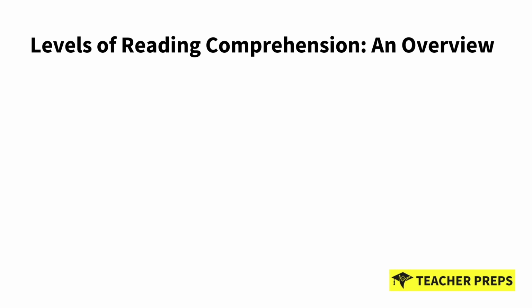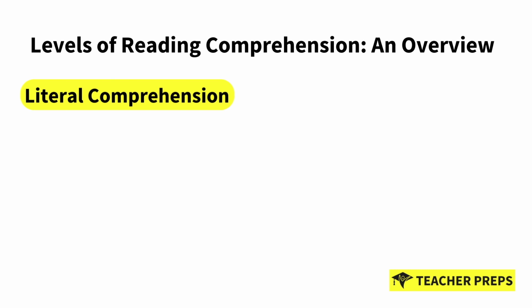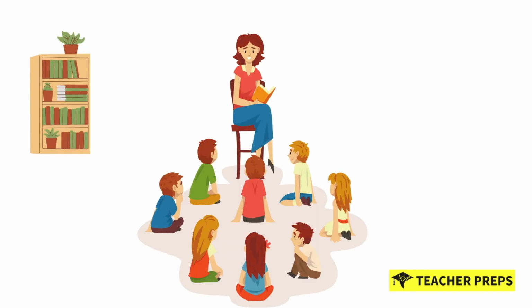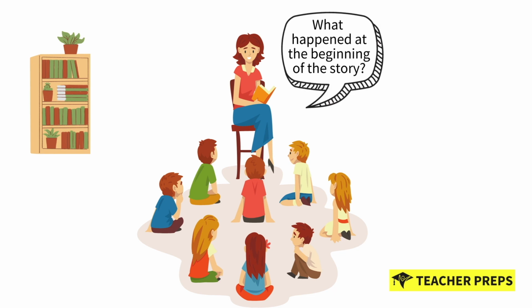Reading comprehension is not monolithic. It manifests in different levels, each of which equips students with unique skills and a broader understanding of the texts that they're reading. The levels that you're going to want to know for your exam are literal comprehension. This is the foundational level of comprehension. Here, students learn to grasp explicitly stated information that comes directly from the book. For example, while reading a short story, a teacher can ask questions like, who are the main characters? What happened at the beginning of the story? In order to gauge students' literal comprehension.